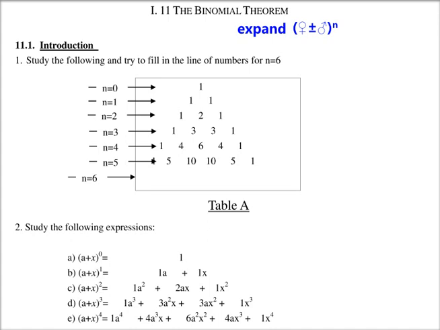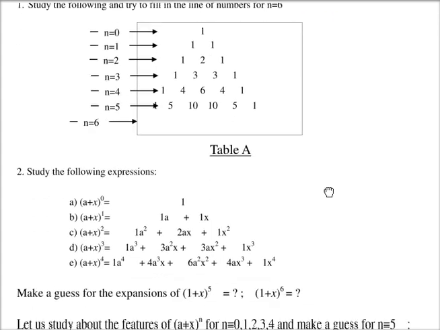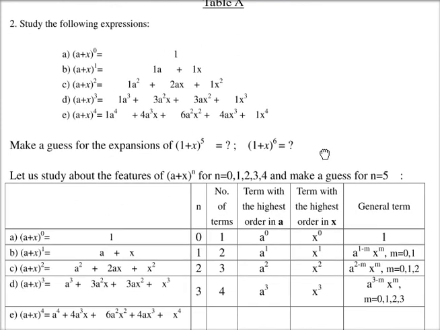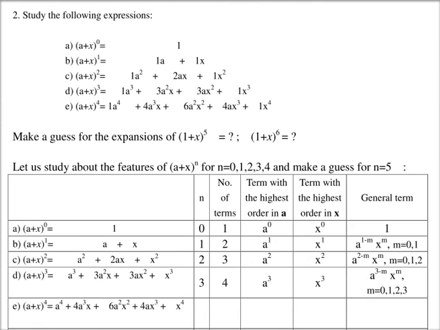Have you learned this? No? Okay, good. Okay, let's see here. Study the following expression. For the binomial to the power 0, it equals 1, because any number to the power 0 equals 1. And then to the power 1, this is 1, this is 1, so we have a plus x unchanged.